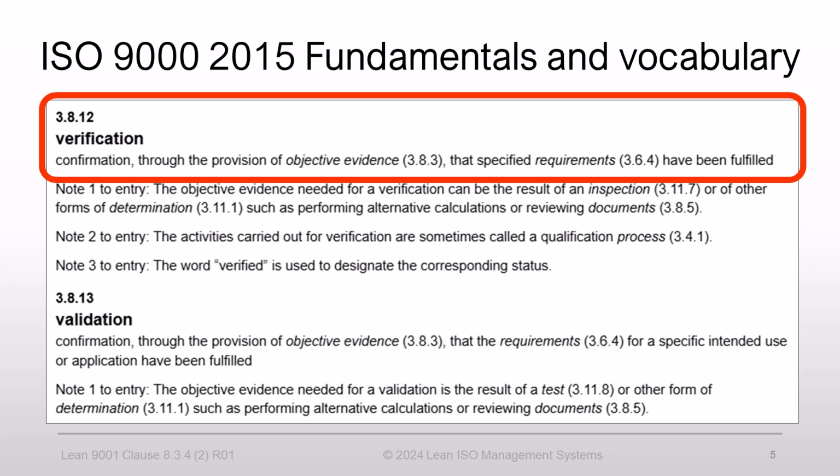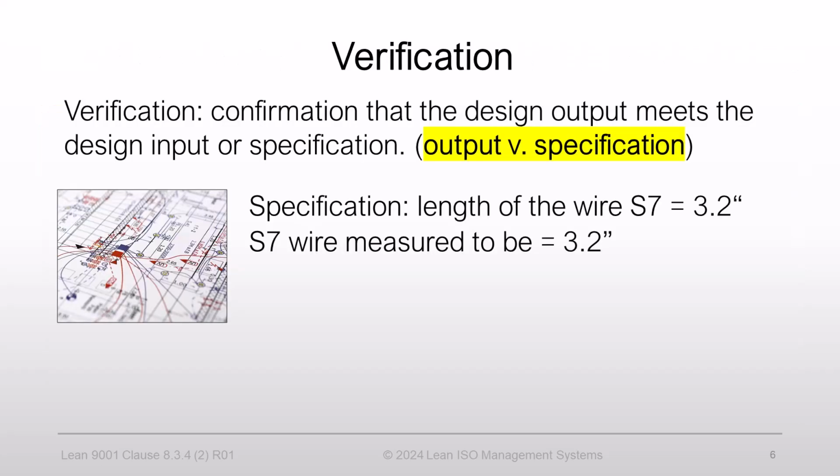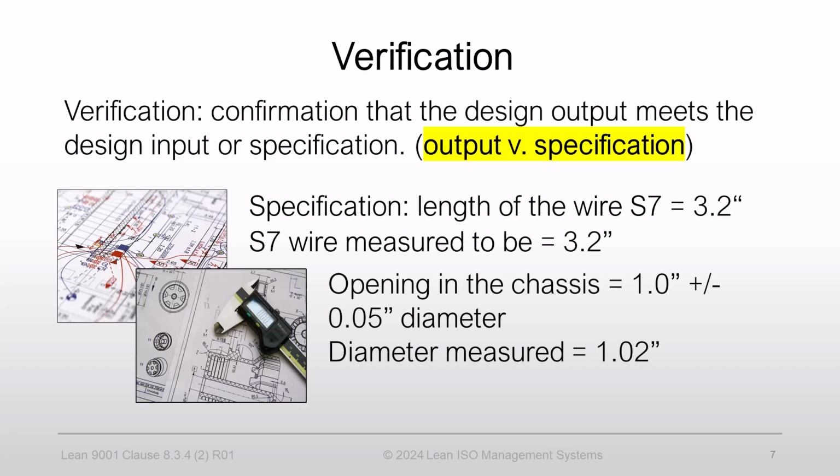The standard states that verification confirms, through the provision of objective evidence, that specified requirements have been fulfilled. For example, if your drawing specifies the length of wire S7 equals 3.2 inch and your measurement confirms that wire equals 3.2, we have successfully passed verification. Suppose our drawing specifies an opening in the chassis equals 1.0 inch diameter, and we measured the diameter to be 1.0. So, in this case, we also passed verification. Both these verifications were based on measurements, so congratulations, we are good to go.